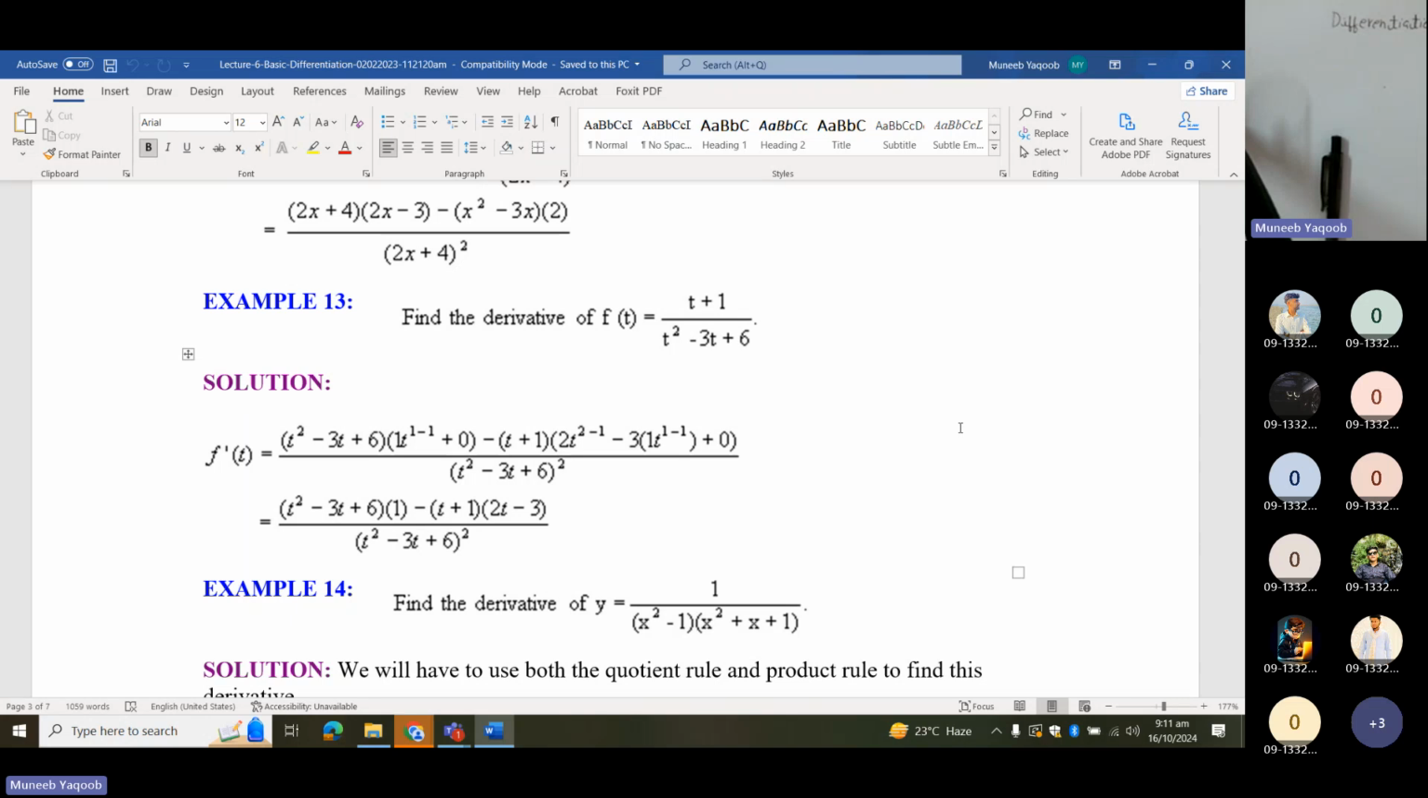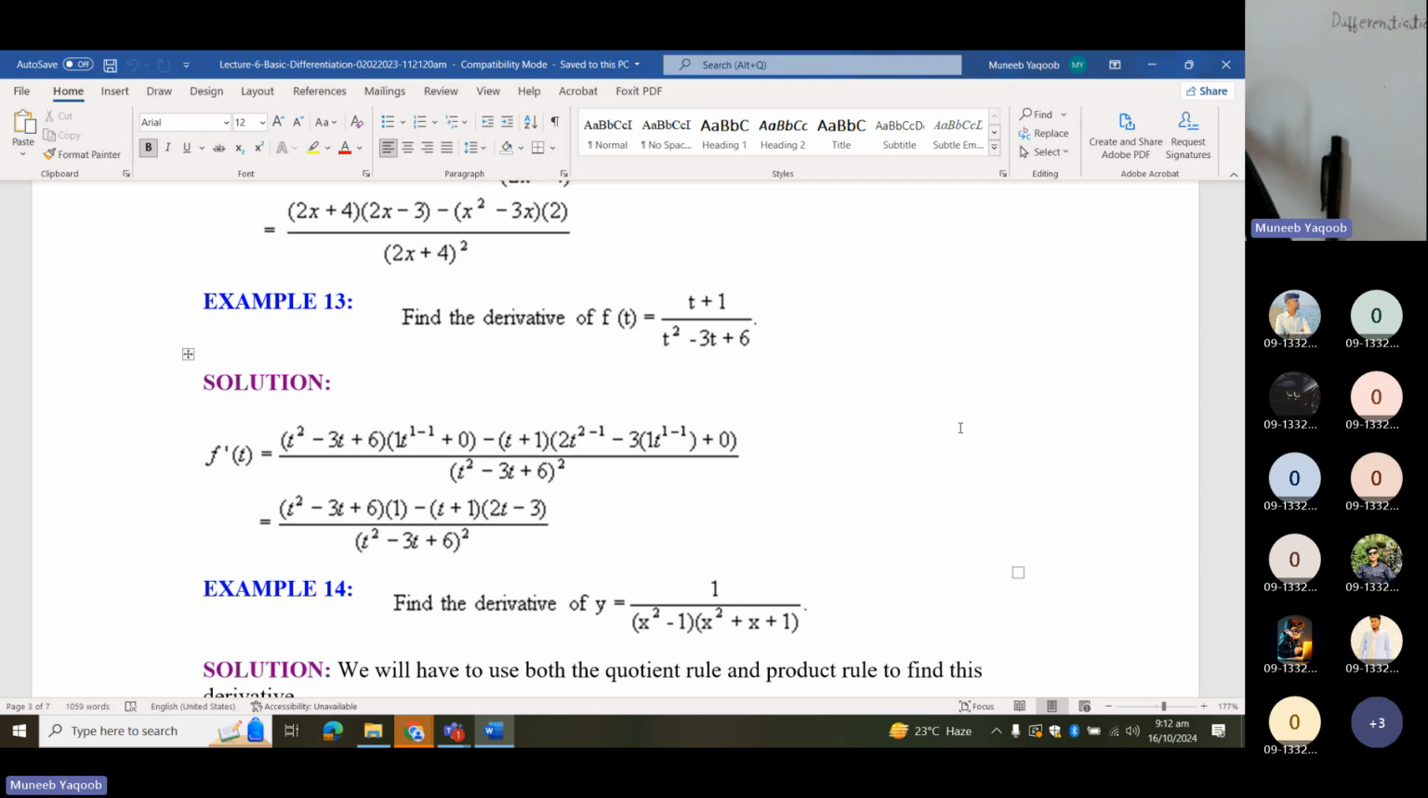We will keep t plus 1 as it is, and we will multiply it with the derivative of the denominator. The denominator is t square minus 3t plus 6, so it will be 2 times t power 2 minus 1 minus 3 times t power 1 minus 1, and the derivative of 6 is 0, so it will be a 0. Then we will simplify the numerator, and hence we will get the final answer.